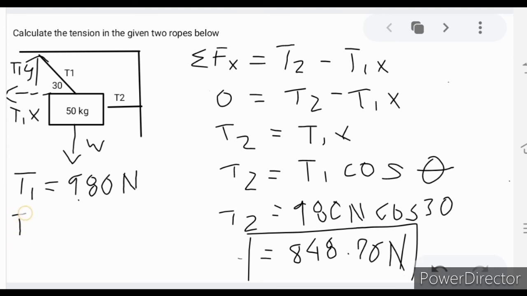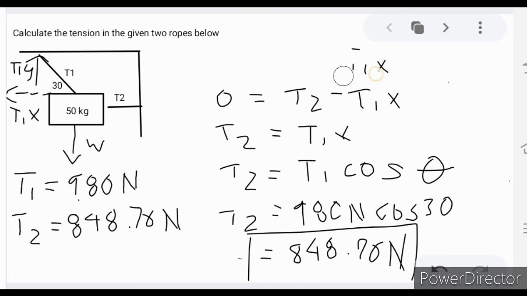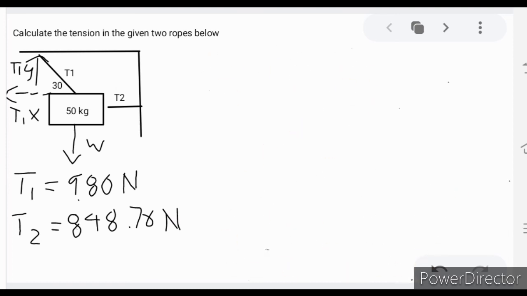After knowing the values of T sub 1 and T sub 2, we have 980 Newton and 848.70 Newton. Now let's compute the other values, which are Tx sub 1 and Ty sub 1.